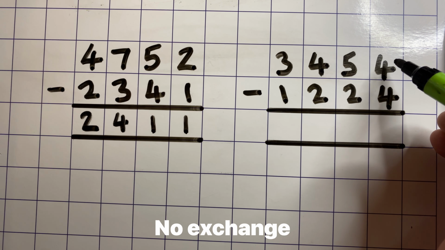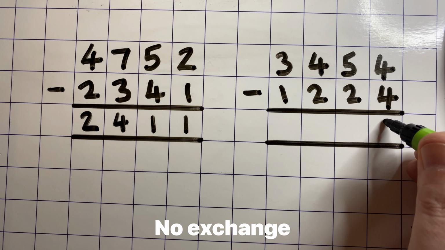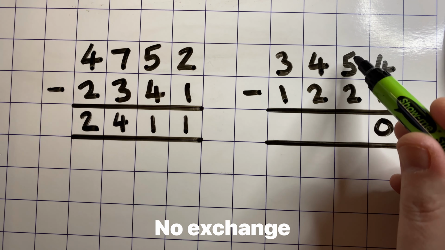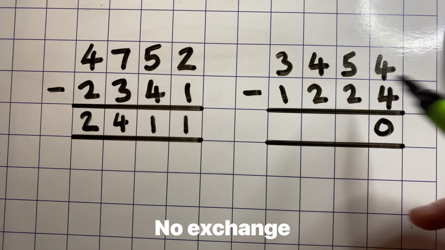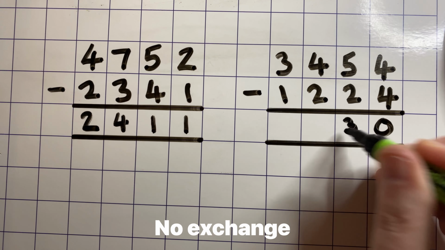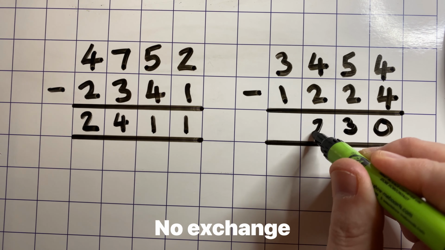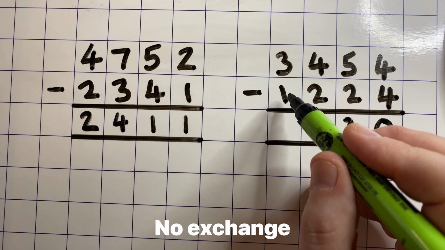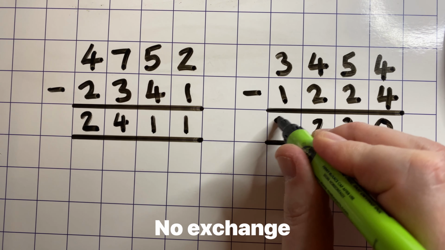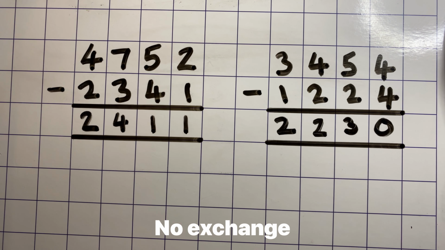In this example, again, we start off with the smallest units that we've got, which are the ones. Do we have enough 4s to take away 4 from? Well, we do. 4 subtract 4 is 0. Moving on to the tens, 5 subtract 2 is 3. 4 subtract 2 is 2. And 3 subtract 1 is 2. So in these two examples, we haven't had to exchange at all. The next examples that I give you will be introducing exchanges.